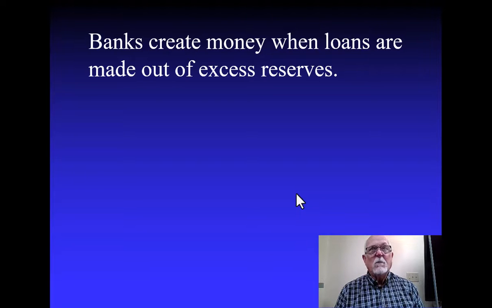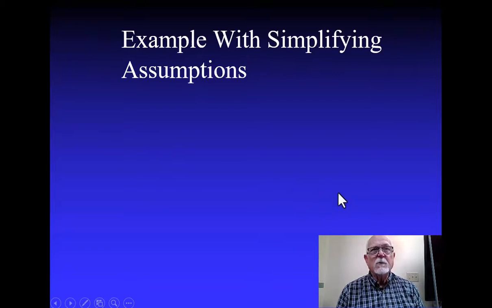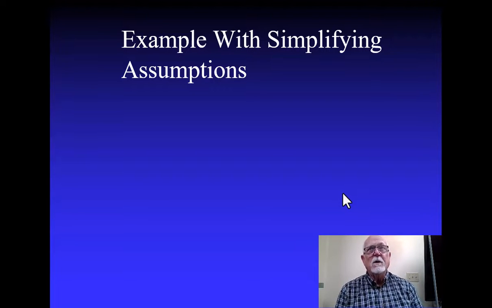Banks are creating money when they make loans out of excess reserves, and we'll go through and show how that happens. Okay, but it's not interest rates that's the money creation. Now, interest rate will be tied to the loan, but it's the creation of new loans out of excess reserves that's the money creation part of it.